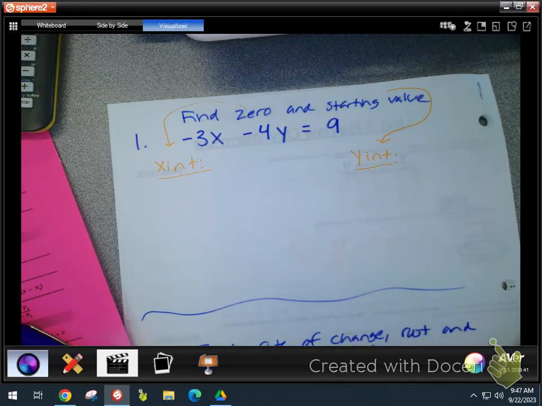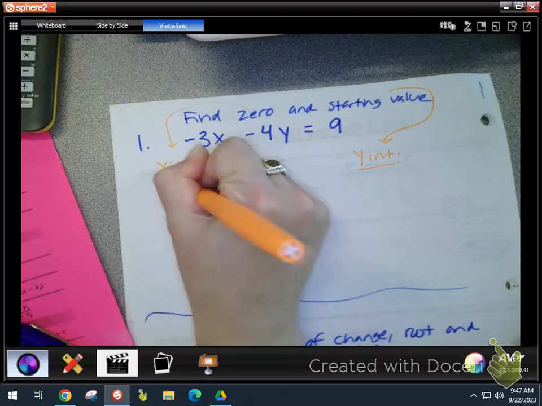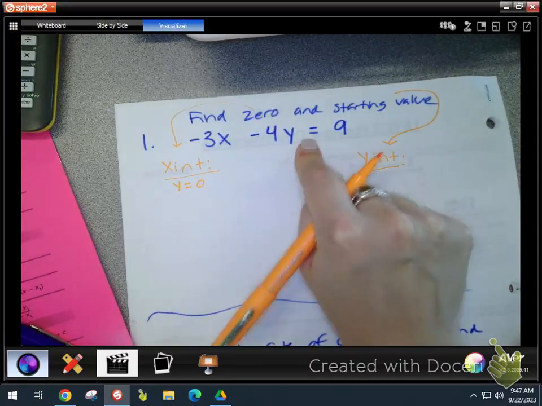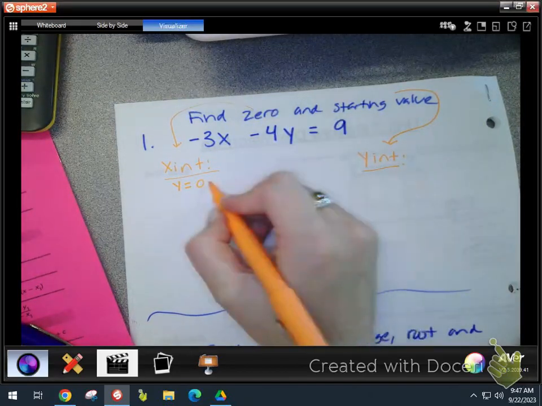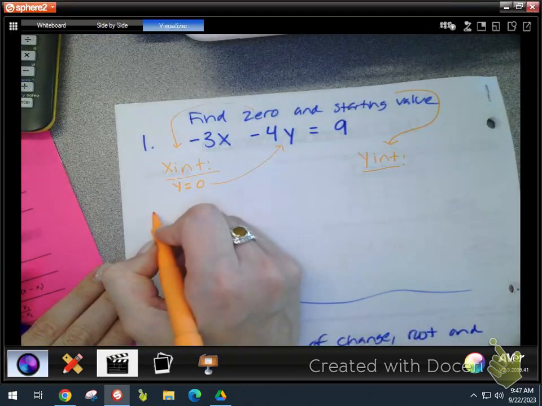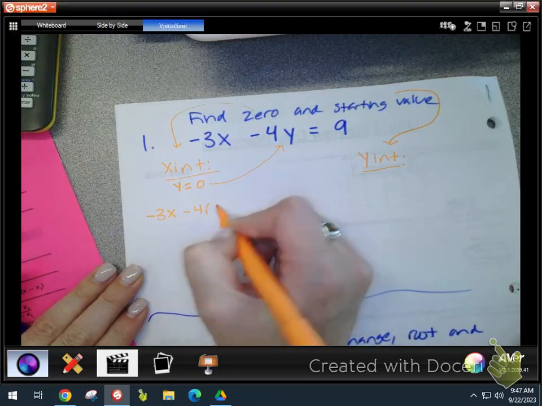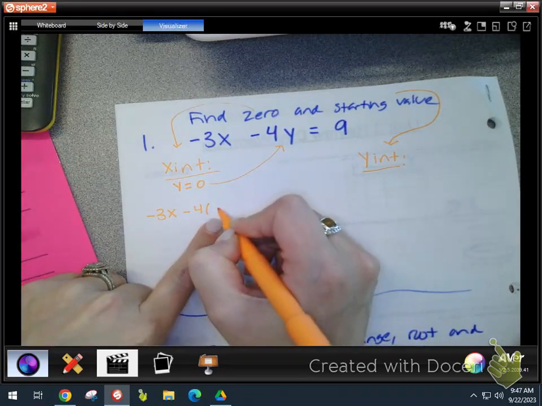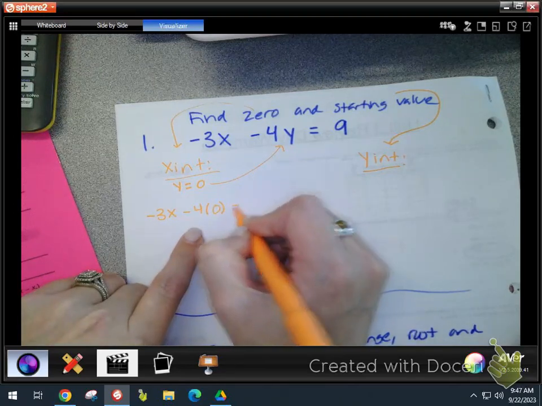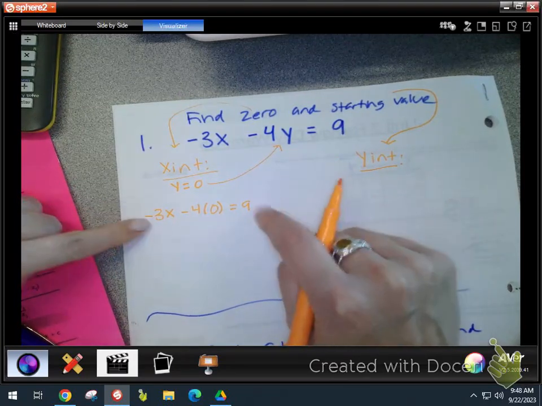What do we know about x-intercepts? When do they happen? When the y is 0. So we're going to take our equation and we're going to sub in a 0 for the y. This is what I want to see. Write this down. This is what I want to see on your test. I promise you're going to have a test question like this. Okay? So rewrite the equation: negative 3x minus 4. Stop typing. I want you writing. 4 times, what are we putting in for y? 0 equals 9. You get a point for doing this. Okay? I have to see that you know that.